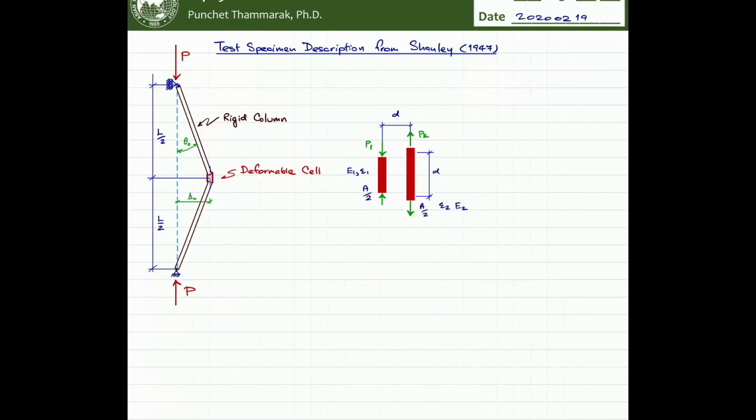Now, we have the external moment which is applied to the cell, which is basically buckling. So the second order moment here is equal to P times delta naught, and the delta naught can be computed in terms of theta naught times L over 2.